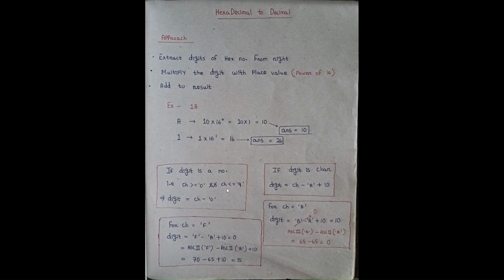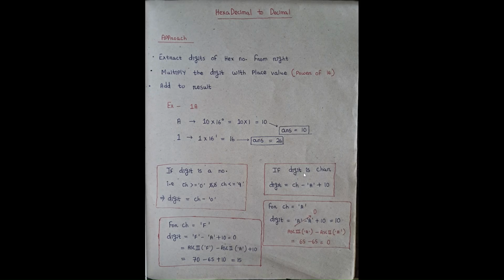Here in the first box of the edge case, I have written that if the digit is a number, that is, the extracted character is between 0 and 9, then we can simply get the digit by subtracting the ASCII value of the character 0 from the actual character. But suppose the digit is a character, that is A, B, C, D, E, F. Then we subtract capital A from it, and then we add 10, because our hexadecimal characters start from A, B, C, D, E, F, which refer to 10, 11, 12, 13, 14, 15.